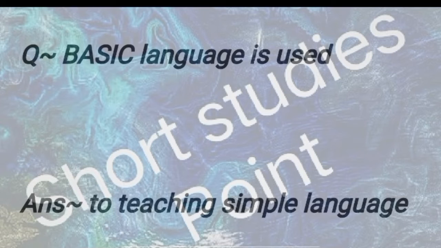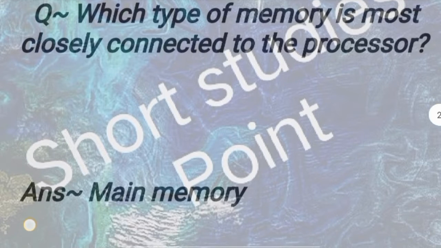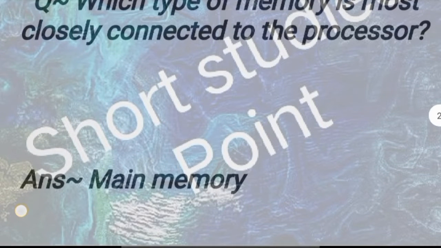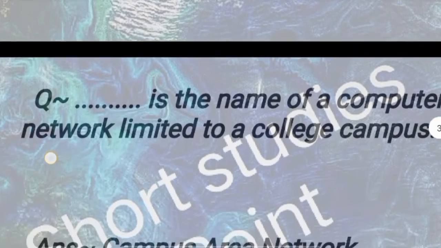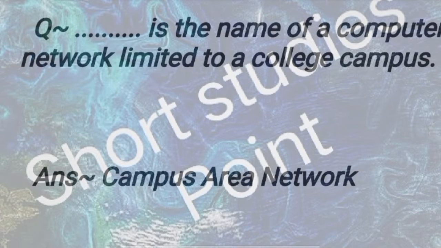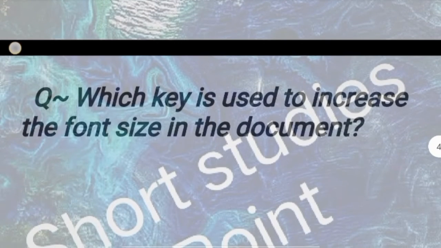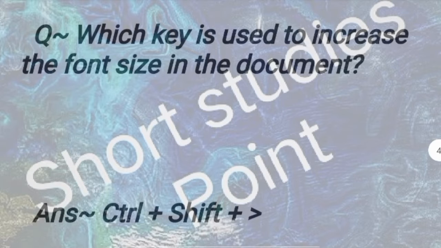Question: Basic language is used. Answer: To teaching simple language. Next question: Which type of memory is most closely connected to the processor? Answer: Main memory. Next question: Dash is the name of a computer network limited to a college campus. Answer: Campus area network.